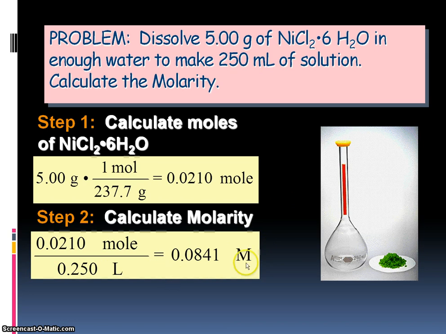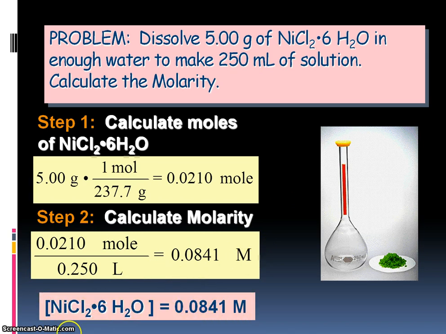Now to report this, we don't stop here. What we do is we put brackets around the compound. The brackets denote concentration. And then we say equals 0.0841 capital M, which is molarity.